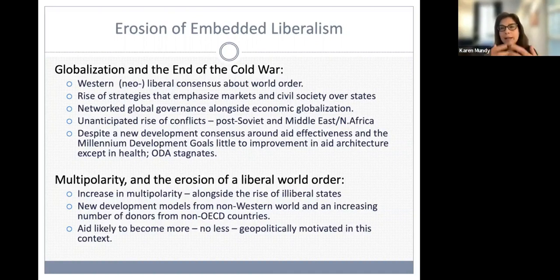And I think overall, what we're going to see going forward is that aid itself, in a context of multipolarity, is likely to become more geopolitically motivated rather than less so, and that the opportunities for multilateralism will probably shrink. That's my prediction. I'm not a futurist, but that's my prediction.